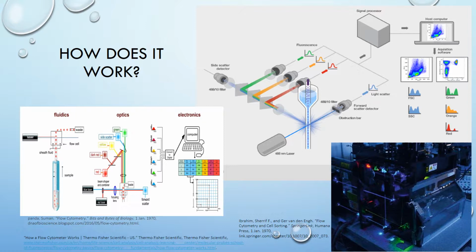It goes down the sheath, and this laser will hit a single individual cell at a time, and it will go to a forward scatter detector, meaning that it will tell you the size of the cell. It's based on how much light is reflected onto that detector that tells you the size of the cell.